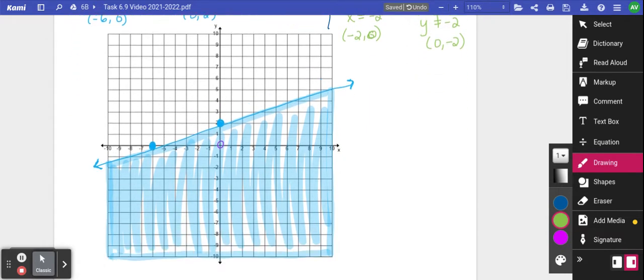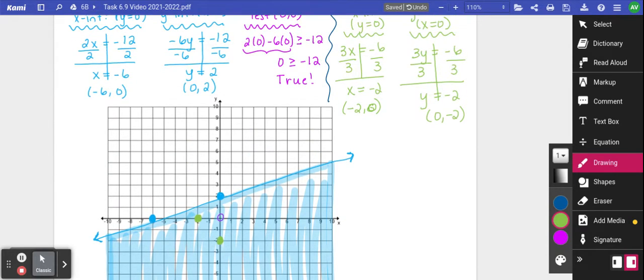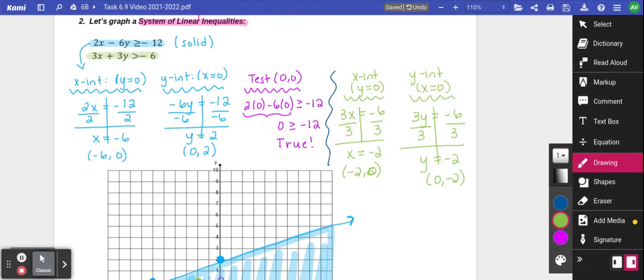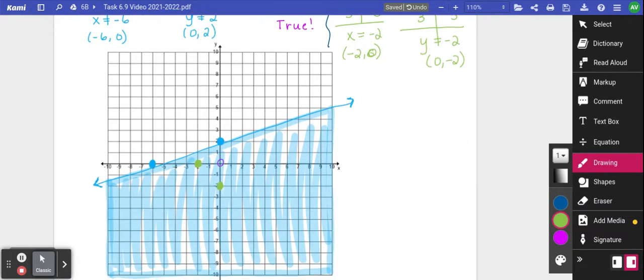So if I add those 2 points to my graph, negative 2, comma 0, and 0, comma negative 2. Now, just like before, I'm not drawing my line right away. I'm going to take a second and think, is this a solid or a dashed line? Because there is no underline under the symbol here, this is going to be a dashed line on the graph because we don't want the points that are exactly equal to negative 6.